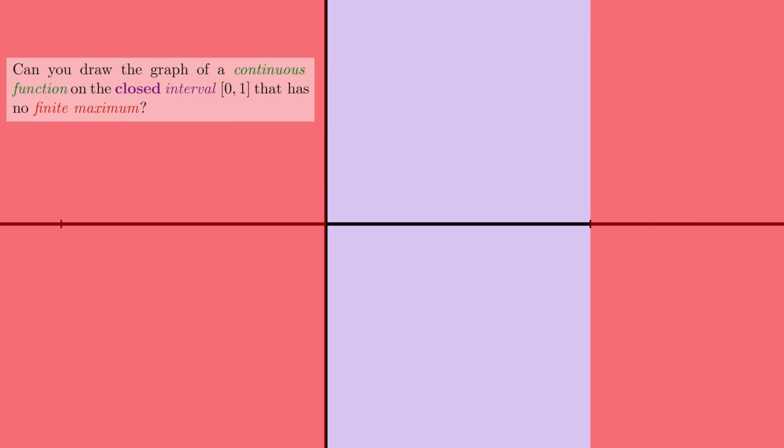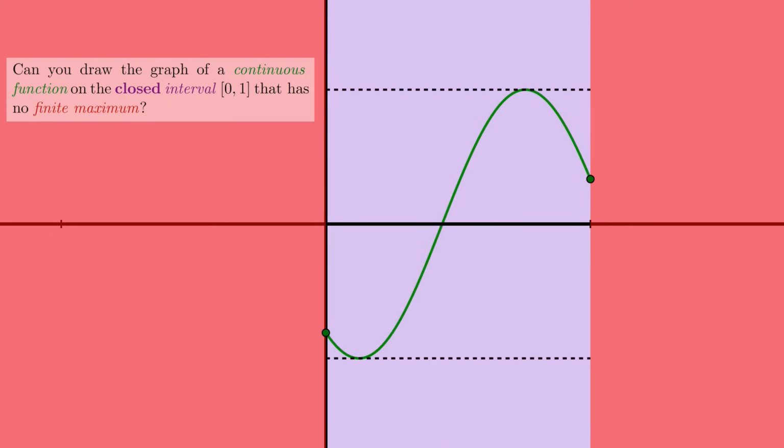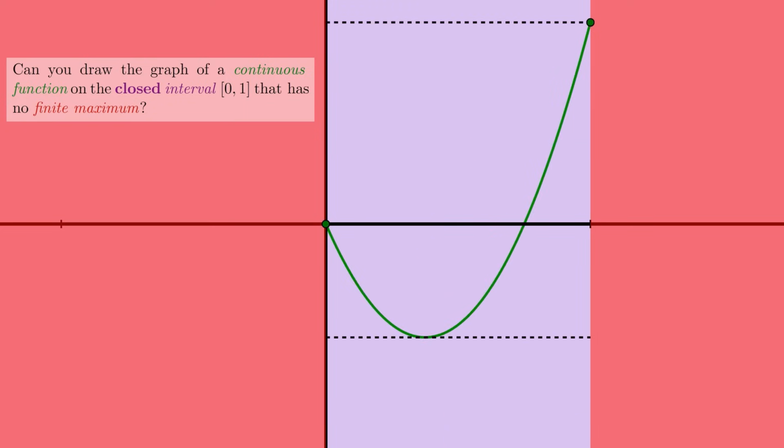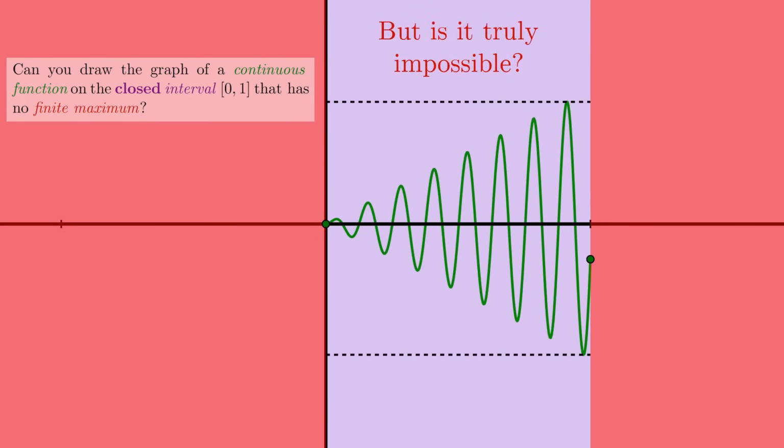Not so easy, is it? It's tempting to try and fit an asymptote somewhere, but anywhere you put one will result in a discontinuity, since the function now has to be defined at the actual asymptote point itself, and we're not counting infinity as a number here. So it seems like we're forced to actually have a legitimate highest and lowest point on the graph. We can't avoid it. But is it actually impossible, though?